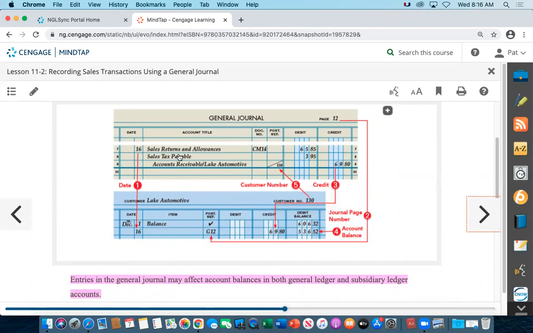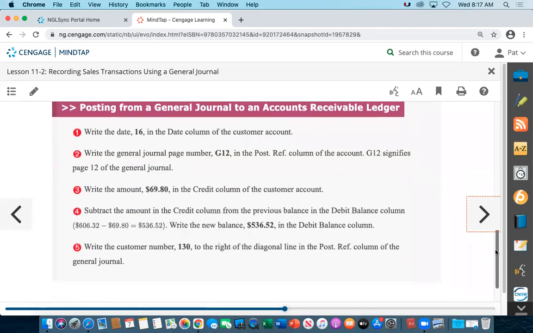A transaction in general journal will affect both. Yes, it can. It'll affect accounts receivable, which is a general ledger account, and the customer. This one would be Lake Automotive. And then the first one, a general journal account can affect accounts payable, which is a general ledger account, and the vendor. So they're just walking through this.